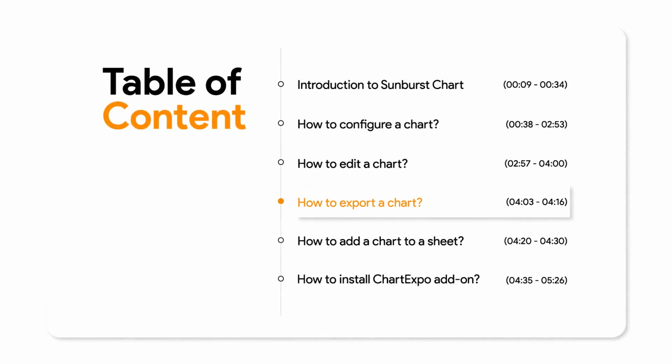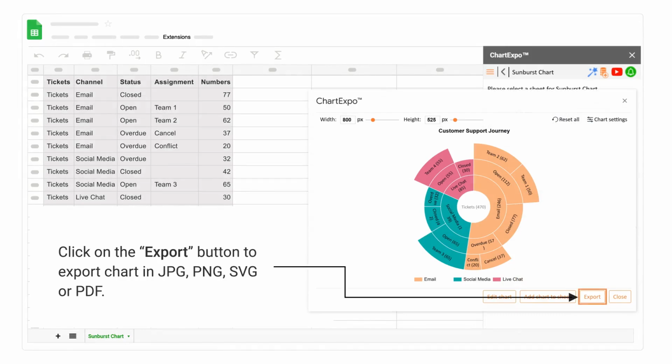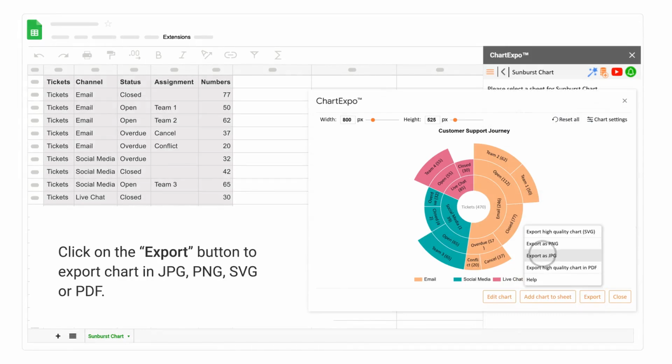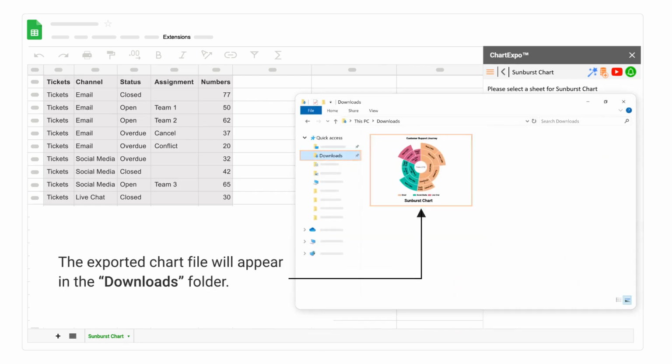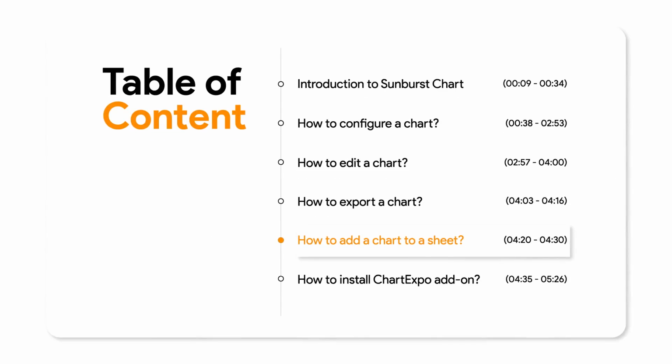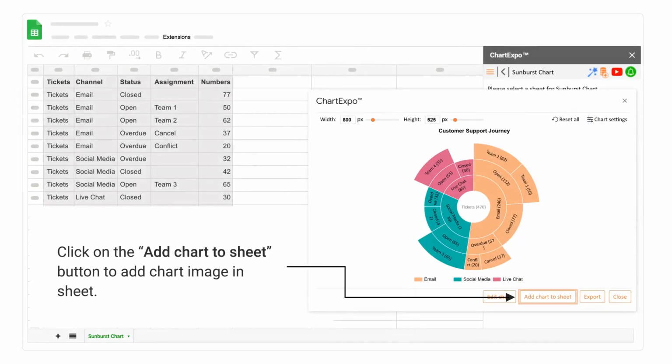How to export a chart. Click on the Export button to export chart in JPG, PNG, SVG, or PDF. The exported chart file will appear in the Downloads folder. How to add a chart to a sheet. Click on the Add Chart to Sheet button to add chart image in sheet.